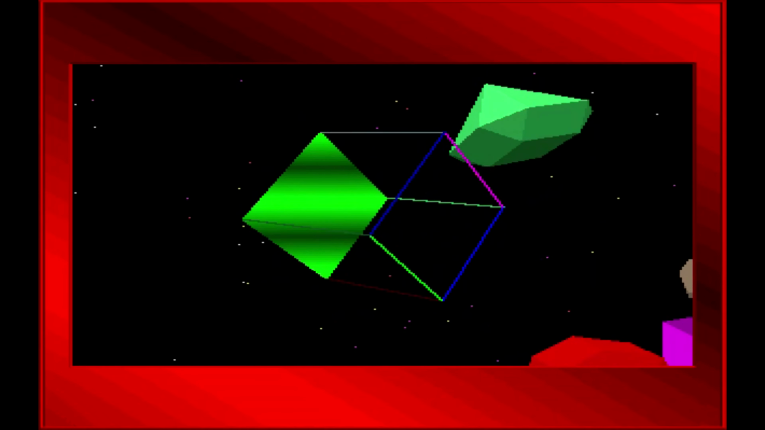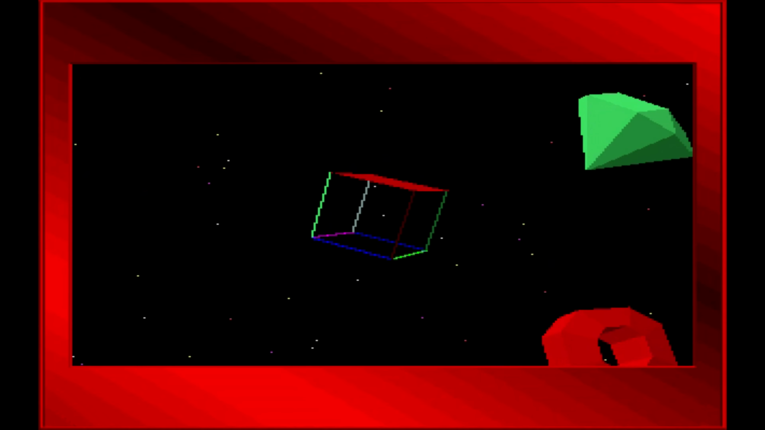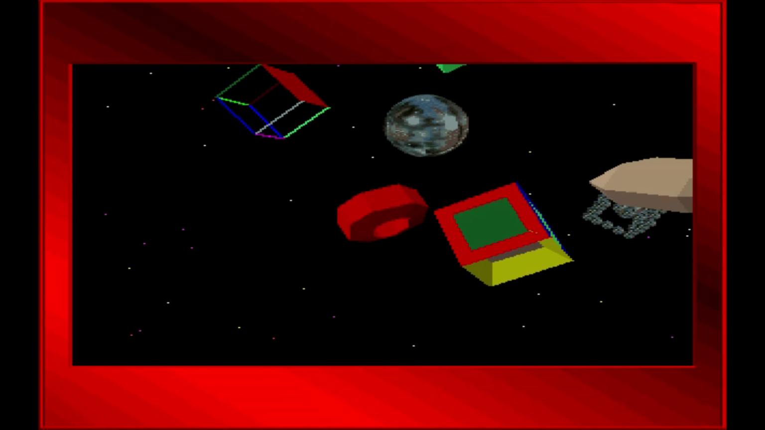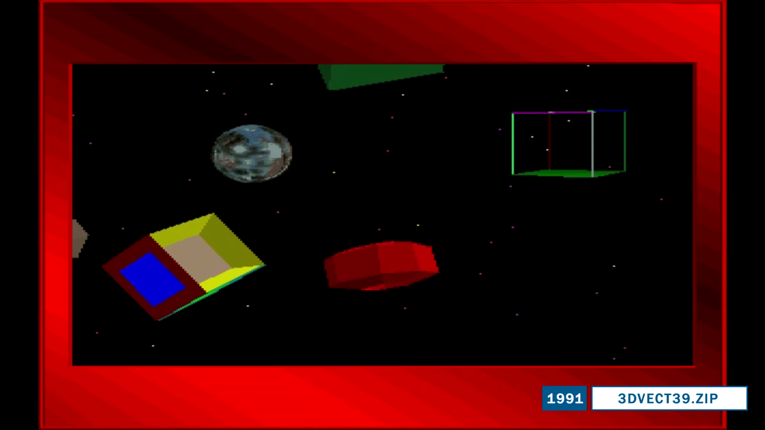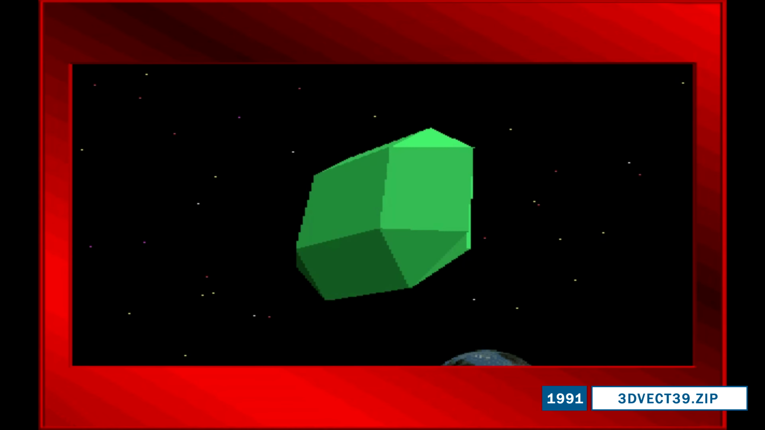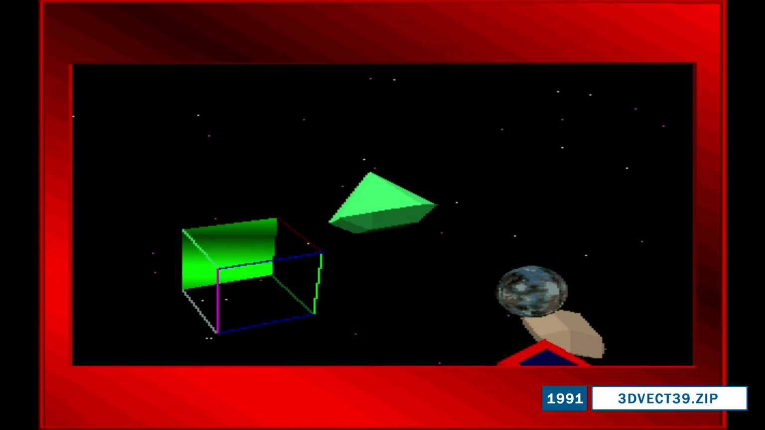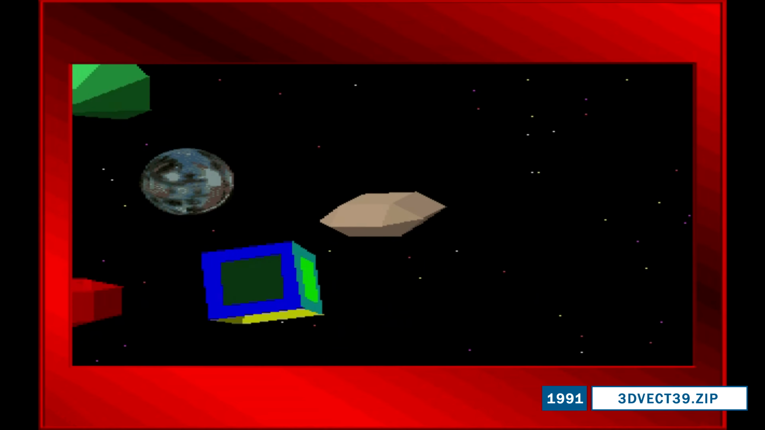There were no graphics cards, no hardware acceleration, no math coprocessors. All 3D graphics had to be drawn using software. Graphics were limited to 256 colors, and all math functions used 32-bit integers and 16.16 fixed point arithmetic.